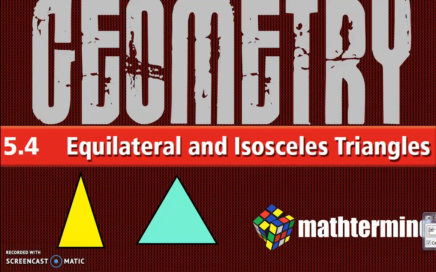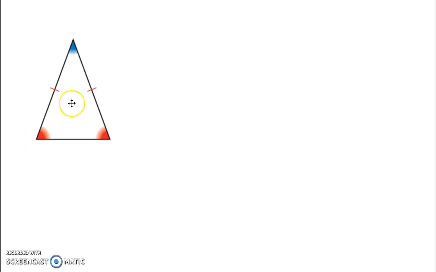Alright, we're doing geometry. Chapter 5, Section 4, Equilateral and Isosceles triangles. Okay, so here's an isosceles triangle, indicated by these two marks, meaning this side is the same as this side. We call those sides legs. That's a leg right there, and this is a leg. Okay, this down here is the base.